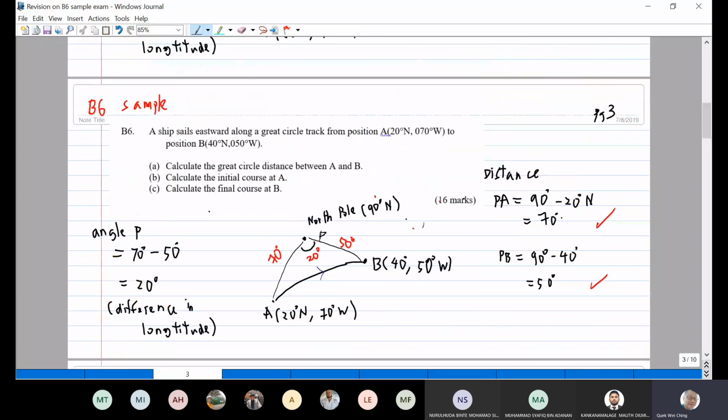So look at the working here. 90 minus 20 from P to A is 70 degrees. So 70 degrees is the distance from the North Pole to A. Same thing here, the distance from the North Pole to B is 50 degrees, because 90 minus 40 is 50. So this is how you find PA and PB. Everything is measured in degrees first.